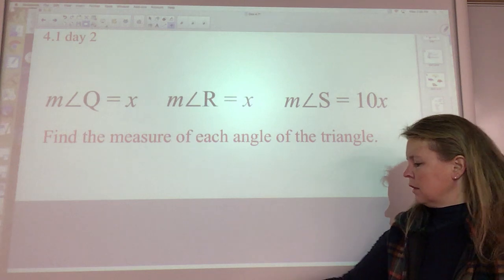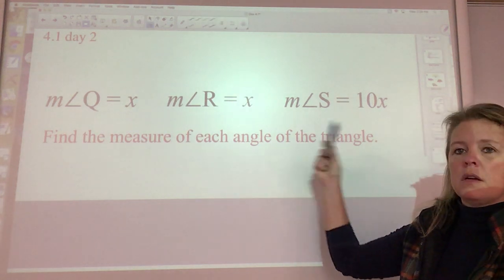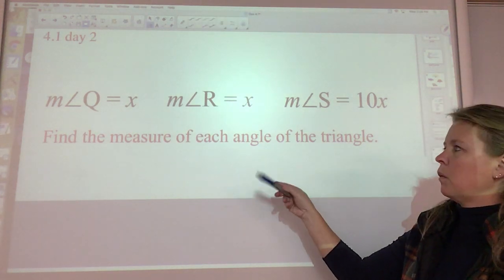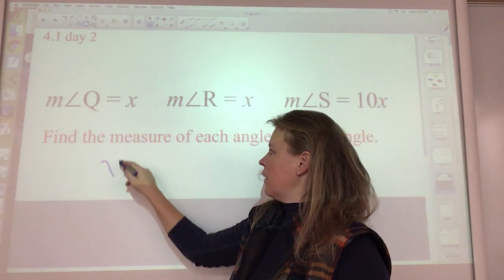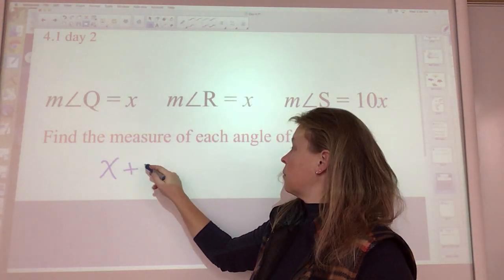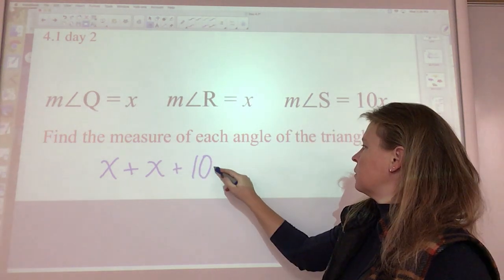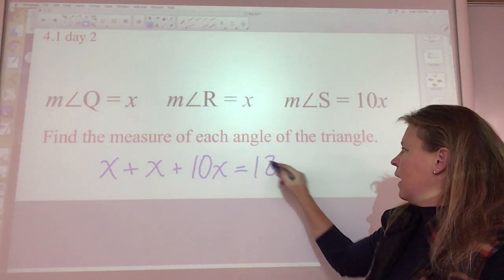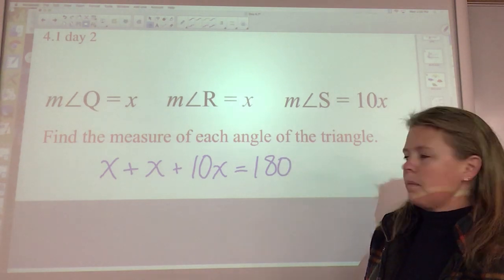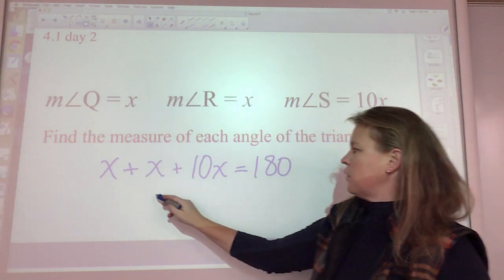Well, what we know is that altogether, the three angles add up to 180. We don't know what each one is yet. So we know that measure of angle Q, which is x, plus the measure of angle R, which is another x, plus the measure of angle S, which is 10x, all has to add up to 180 degrees. Altogether, we have 12 x's.